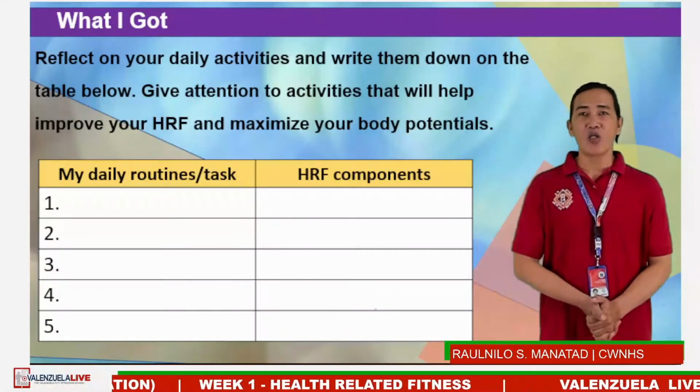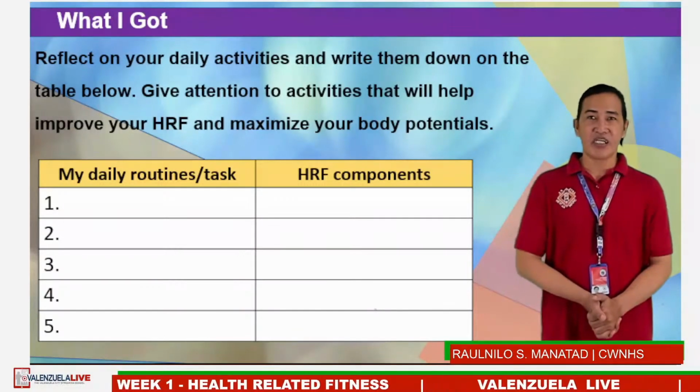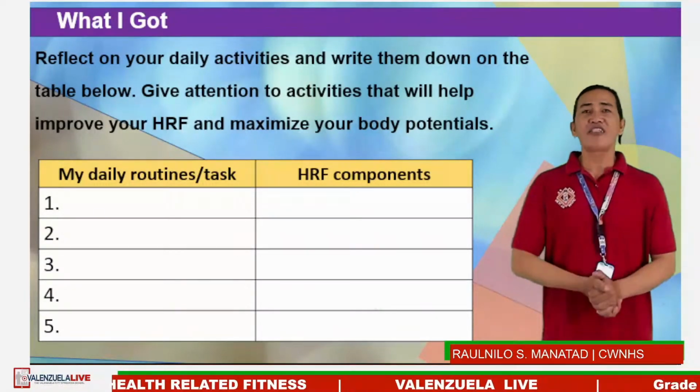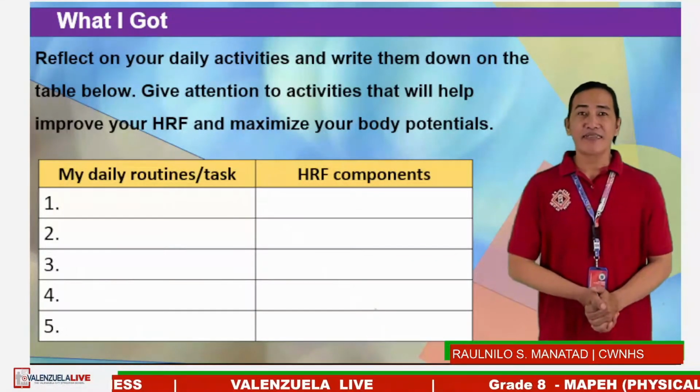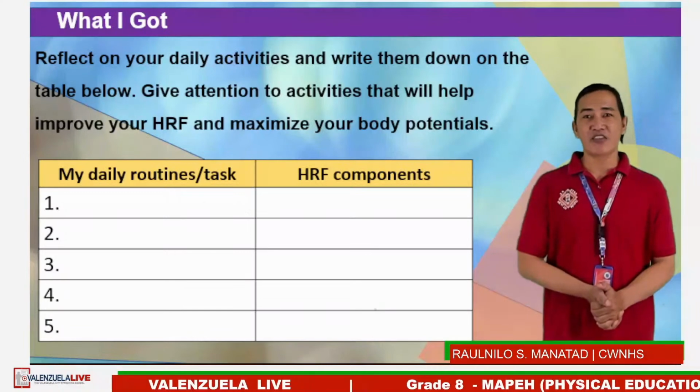The first column is your daily activities, routines, or tasks. Reflect on what health-related fitness it falls under. Then write it in the second column.